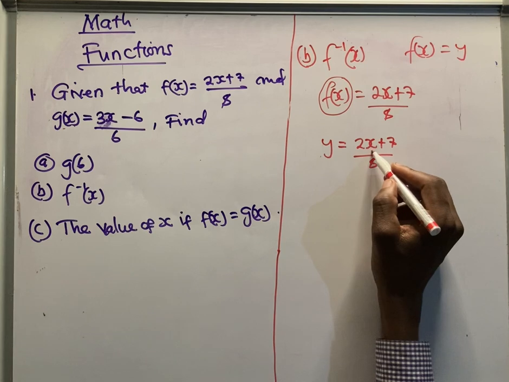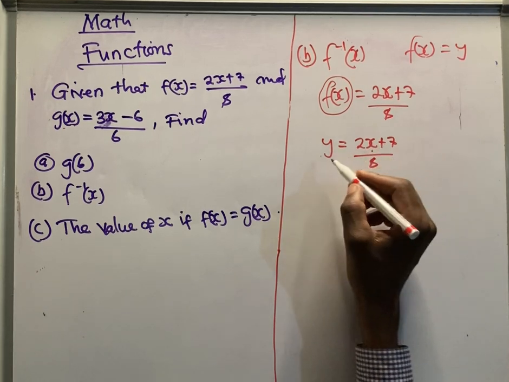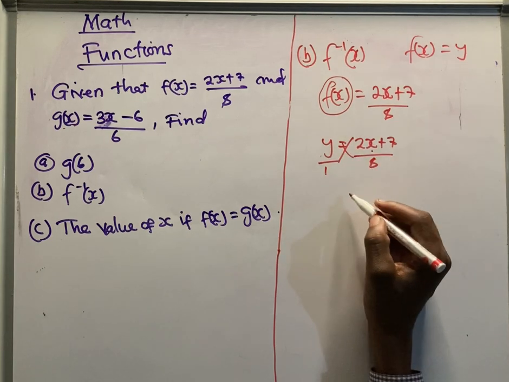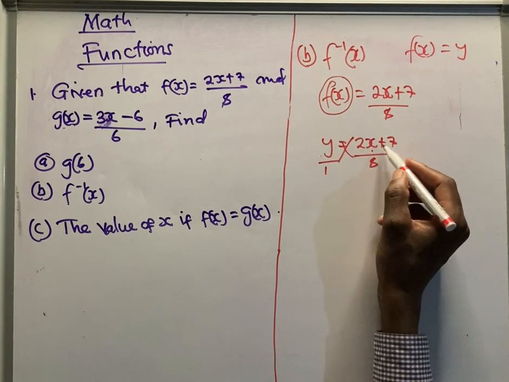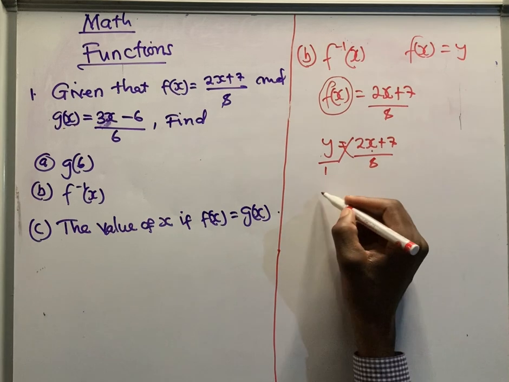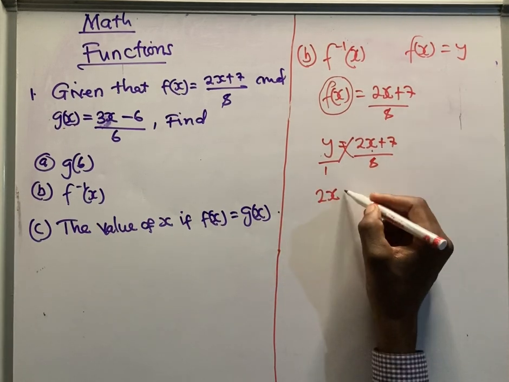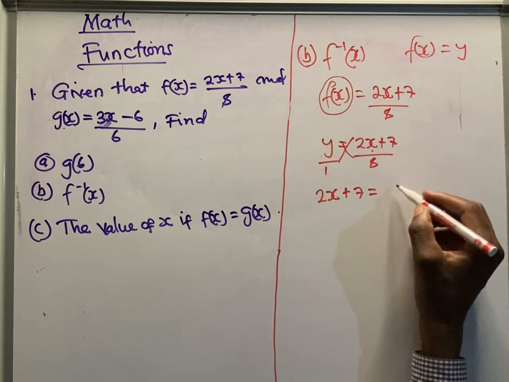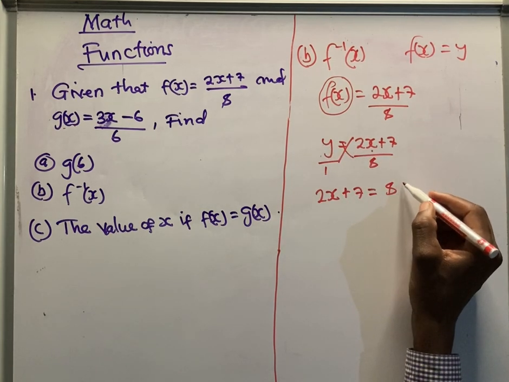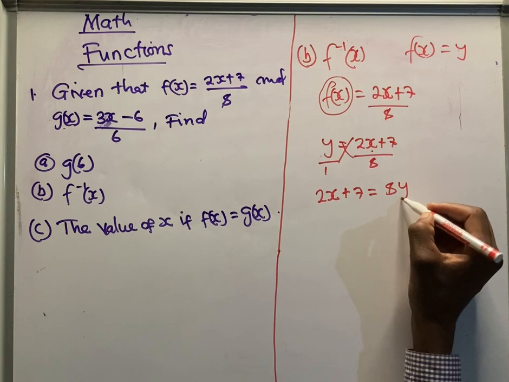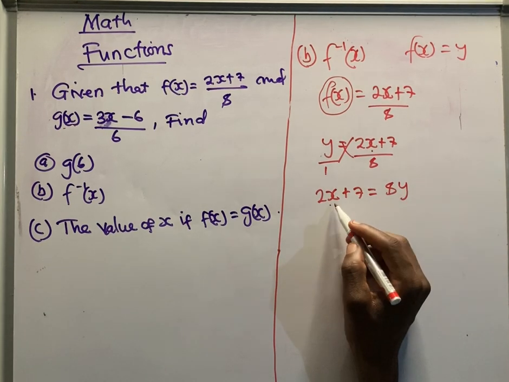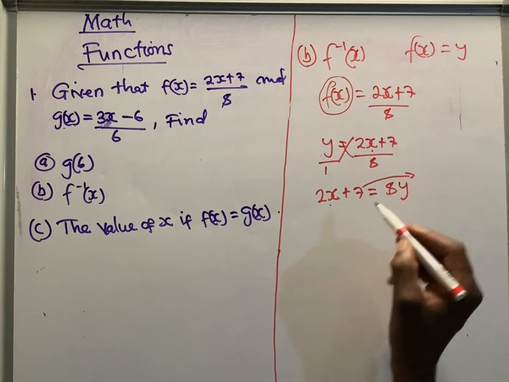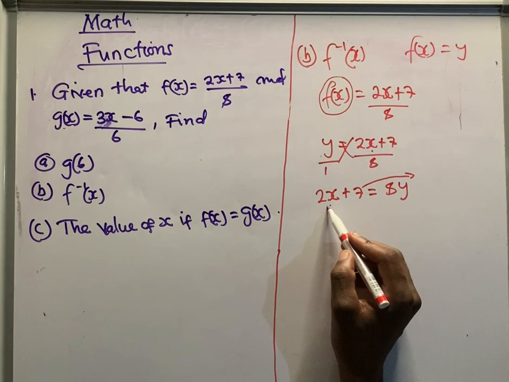Then we have to make x the subject of the formula. You write y as a fraction, then you cross multiply. 1 times the 2x plus 7, we have 2x plus 7, which is equal to y times 8, which is 8y. We still want to make x the subject of the formula, so we have to chase this number to go that side, because we want to remain with the x alone.